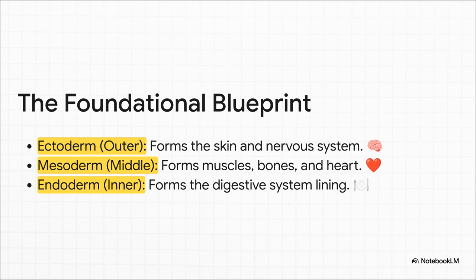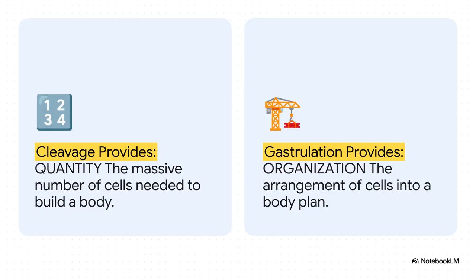It's incredible. So let's just wrap this all up nice and neat. The puzzle of how one cell becomes a body is solved in two master strokes. Cleavage provides the quantity, the raw materials, the bricks, and gastrulation provides the organization, the architectural plan. You absolutely need both. One without the other just doesn't work.